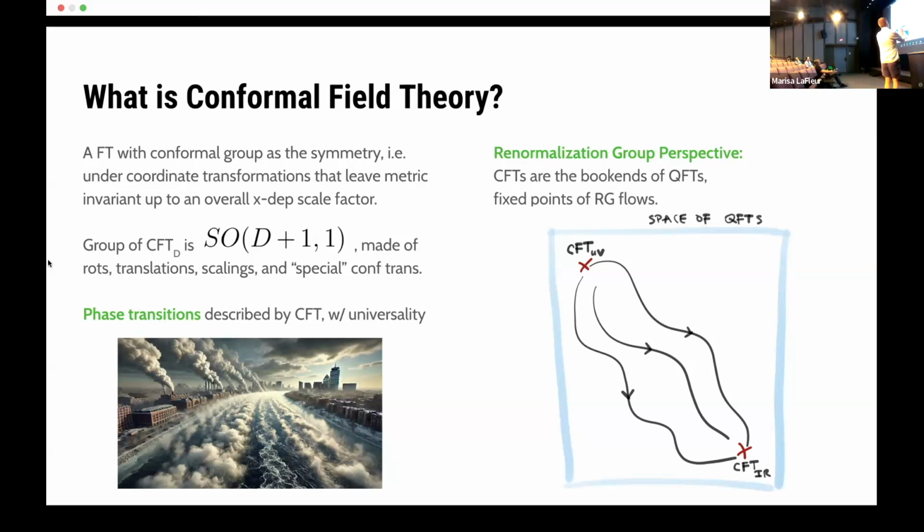So this is the picture that conformal field theories are important because if we think abstractly about the space of quantum field theories, these are the bookends. These are the fixed points, and all of quantum field theory is just some RG flow between two CFT fixed points. That's the perspective. There's another reason, very theoretical, in addition to the experimentally motivated ones, for why this is important.